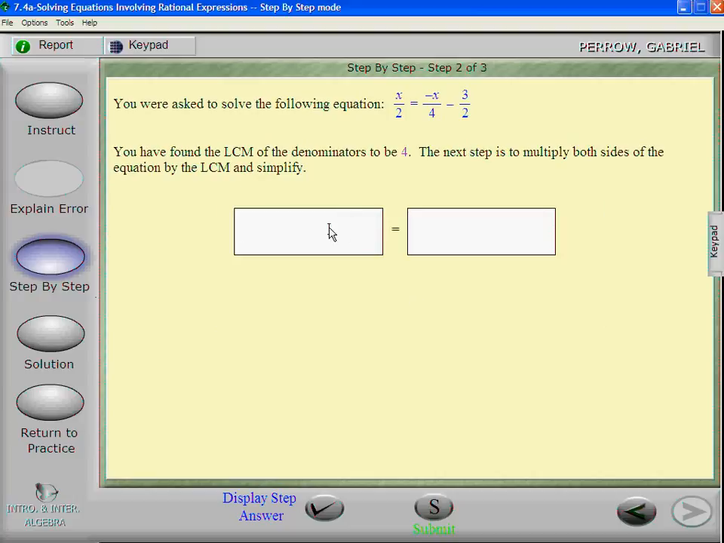And then if I multiply it on the top, I'm going to end up with 2x. After the 4 and the 2 reduce, I'll have a 2 left on top. On the right-hand side, the 4's will reduce completely in the first sweep through, so I'll have a negative x. And then 4 multiplied with negative 3 over 2 should give us a minus 6.